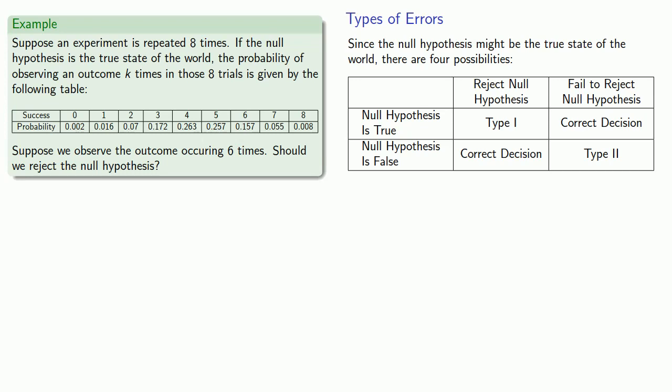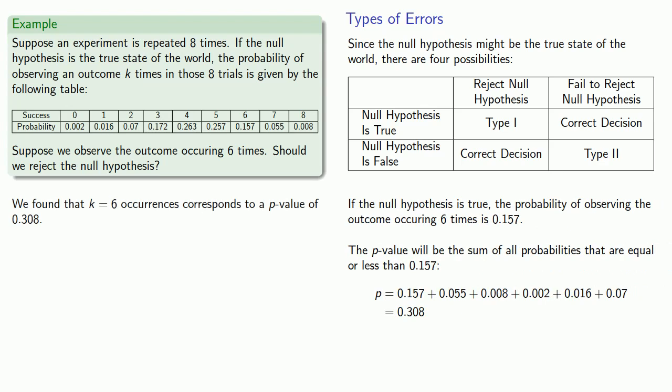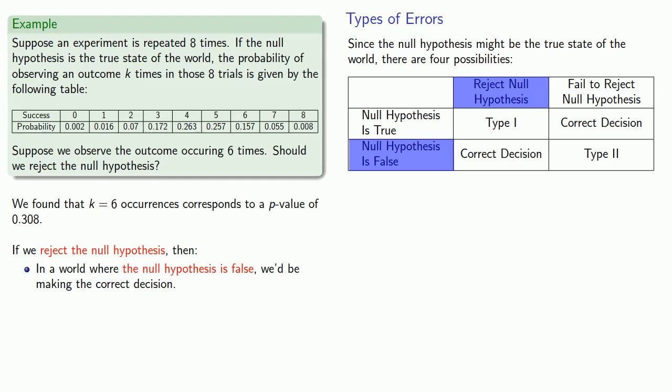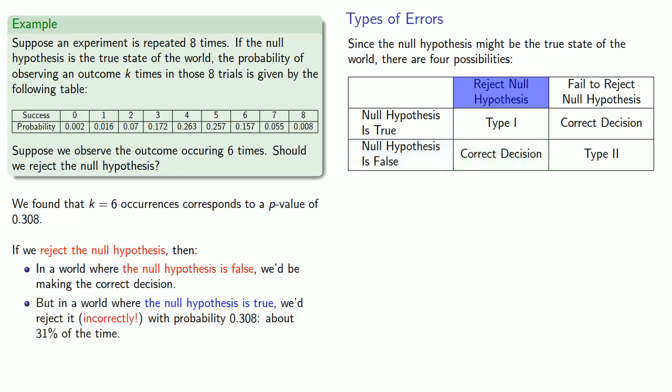So let's tie everything together. So again, we have our experiment, we have our table of probability, and suppose we observe the outcome occurring 6 times, should we reject the null hypothesis? And so it comes together like this. We found that k equals 6 occurrences corresponds to a p-value of 0.308, and we might argue as follows. If we reject the null hypothesis, then in a world where the null hypothesis is false, we'd be making the correct decision. But in a world where the null hypothesis is true, we'd reject it incorrectly about 31% of the time. And in this world, where the null hypothesis is true, this would correspond to a type 1 error, the wrong decision.